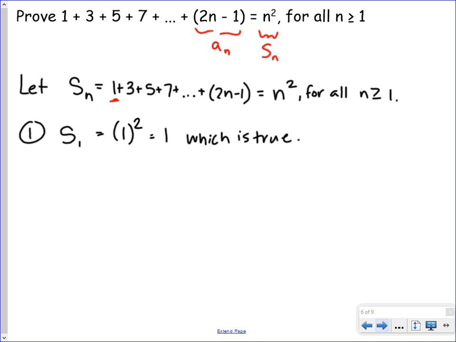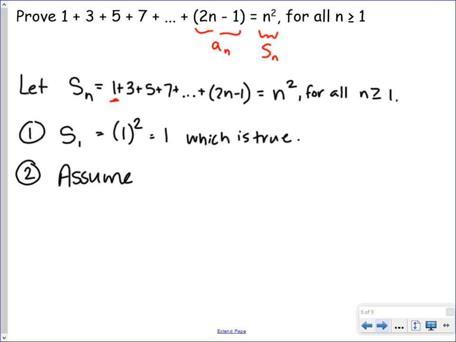Okay, so you did the base step. Induction step. Remember, the induction step has two parts. The first part of the induction step always starts with an assumption. So you can always start step 2 by saying assume.